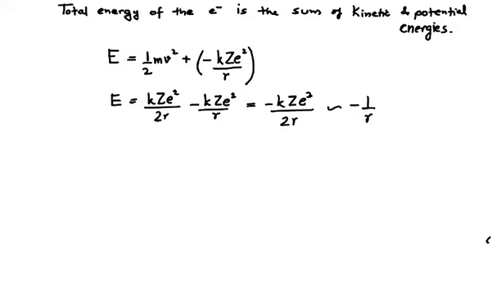Now if I want to calculate the total energy of the electron, it will be a sum of kinetic and potential energies, which can be written in this format. And from the previous equation we also know that half mv squared, the kinetic energy, is equal to k Z e squared by 2r. So the total energy can now be written in another format. So now we get total energy is equal to minus k Z e squared over 2r, which has a dependence of minus 1 over r.